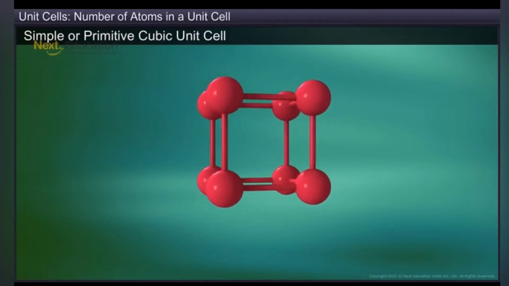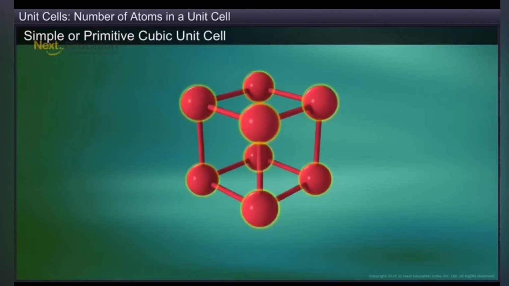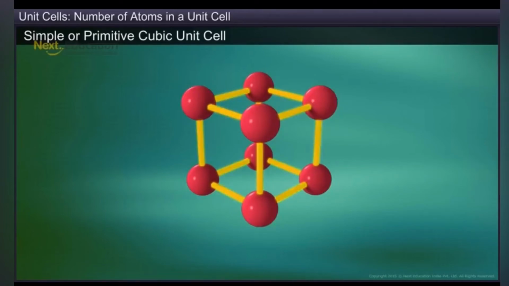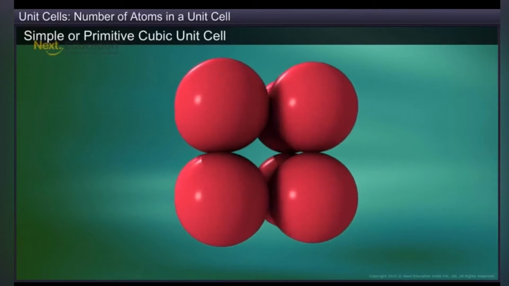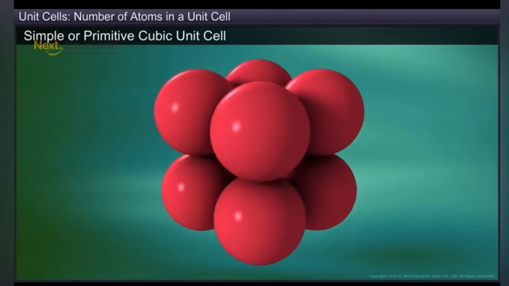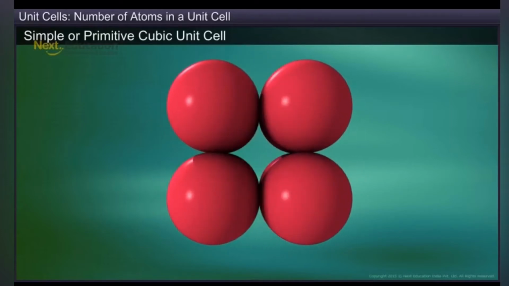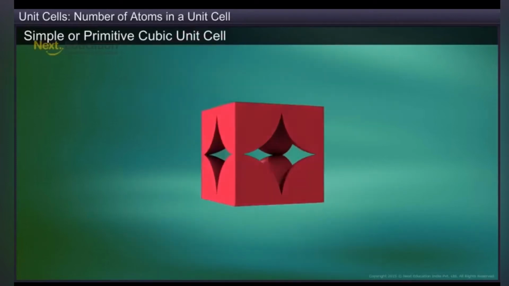This simple or primitive cubic unit cell has the basic structure of 8 atoms on the corners. These are differentiated by some bond lengths, but these are for simplicity. Otherwise, it has a compact structure. In that compact structure, the 4 corner atoms on the corners are joined. So total 8 are joined, and we have this compact structure.